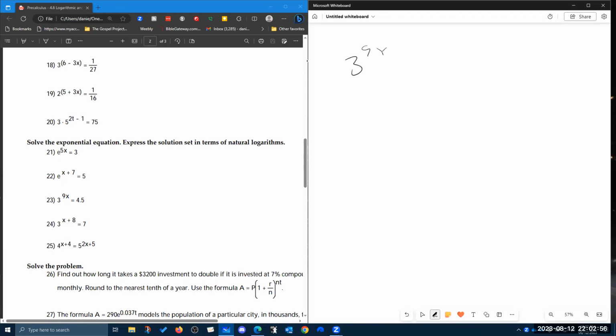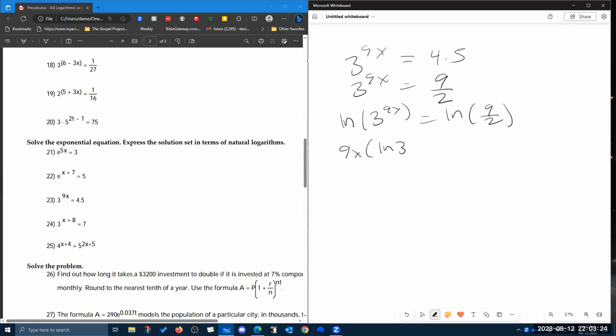3 to the 9x is equal to 4.5. And 4.5 is 9 halves. That's what that is. I'm going to use natural logs on both sides to say ln of 3 to the 9x is equal to ln of 9 halves. So this can be 9x times ln of 3 is equal to ln of 9 minus ln of 2.